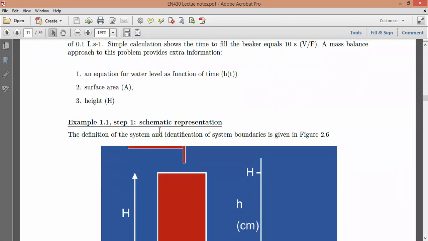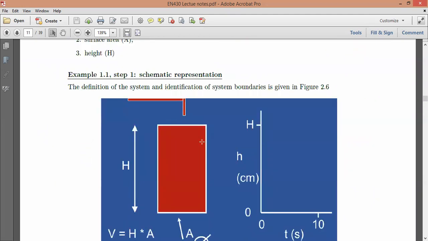So the definition of the system: we define the system and set the system boundaries. That's the first step in our calculation. So here's our beaker, our water beaker, isn't it? It's full. So the water is the red there. That's our tap. So it was flowing at a volumetric flow rate of 0.1 liters per second, till it got full. So it's the full height here.